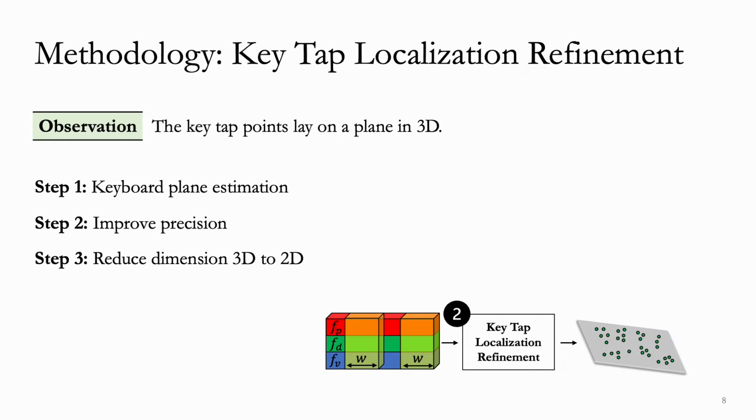Then, we perform temporal localization on the data stream using a multi-head CNN. In the second step, we refine the localized key tap positions. We know that the key tap points lay on a plane in 3D. Therefore, we estimate a keyboard plane for the candidate locations from the first step. Then, by following the hand traces, we refine and reduce the dimension of the key tap points on the estimated plane.